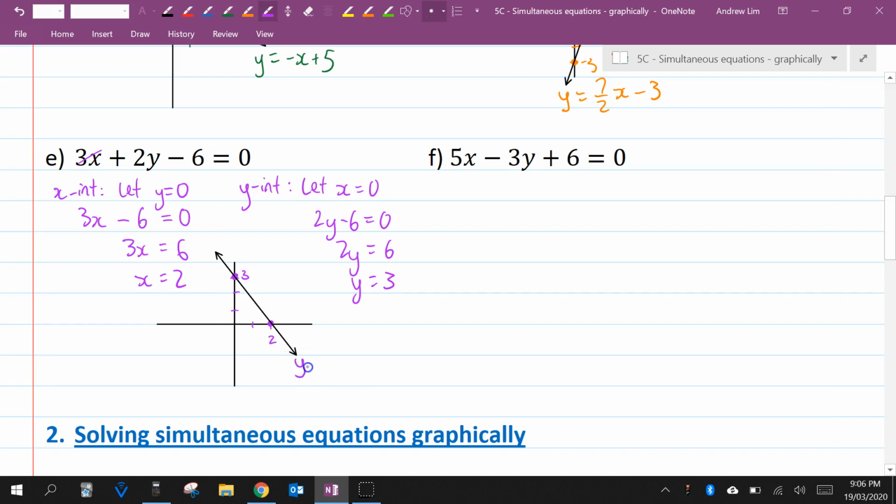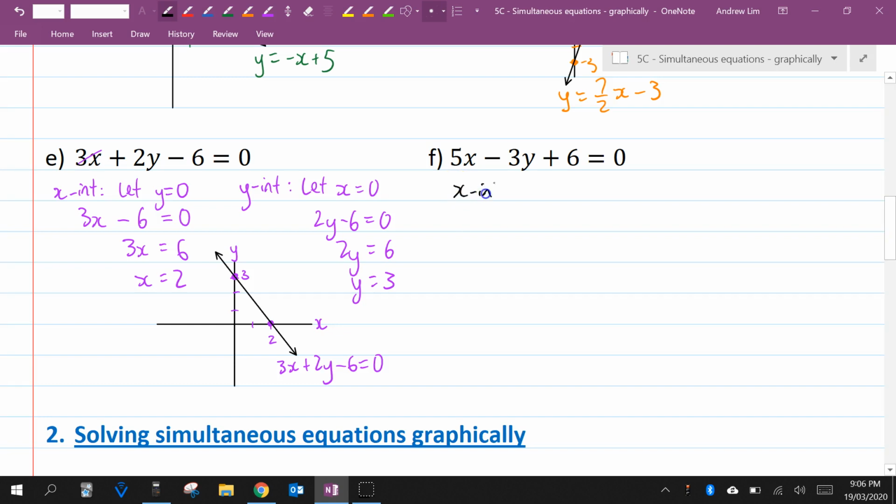And that's 3x plus 2y minus 6 is equal to 0. Okay, so pause the video, have a go with this yourselves. Okay, so let's have a look at this one.